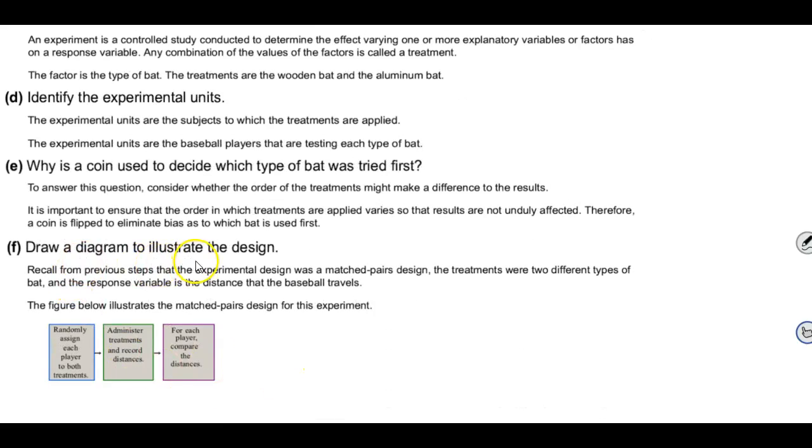Draw a diagram to illustrate the design. Recall from the previous steps that the experimental design was a matched pairs design. The treatments were two different types of bat, and the response variable is the distance that the baseball travels. The figure below is going to illustrate the matched pairs design for this experiment. You randomly assign each player to both treatments. You administer treatments and record distances, and then for each player, you compare the distances.